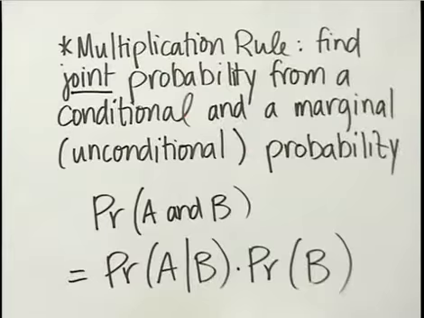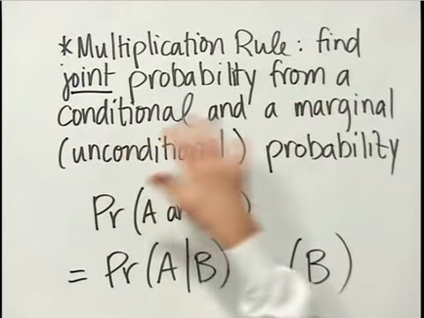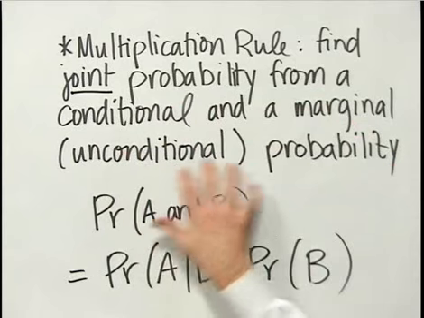So when we are given a conditional probability and a marginal or unconditional probability that are related to each other, we can find the probability of joint events using the multiplication rule. And indeed, as we look down at the slide, I've got the multiplication rule written down, and that is the technique that we have to use to solve this problem. The multiplication rule is a way to find the joint probability from a conditional and a marginal or unconditional probability.